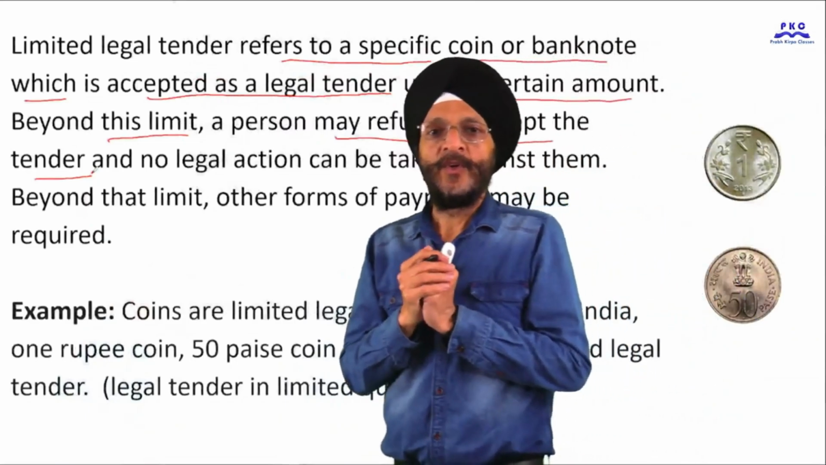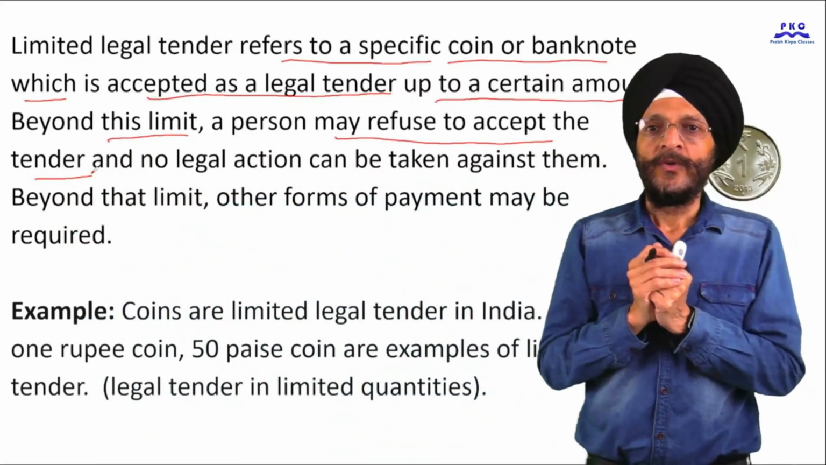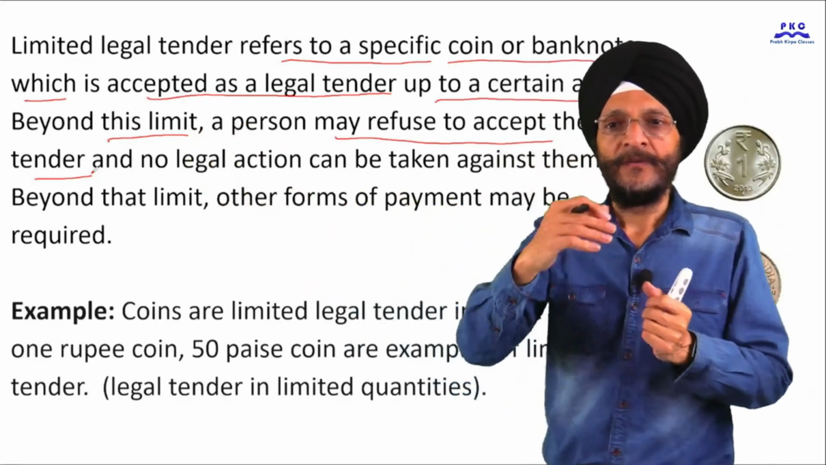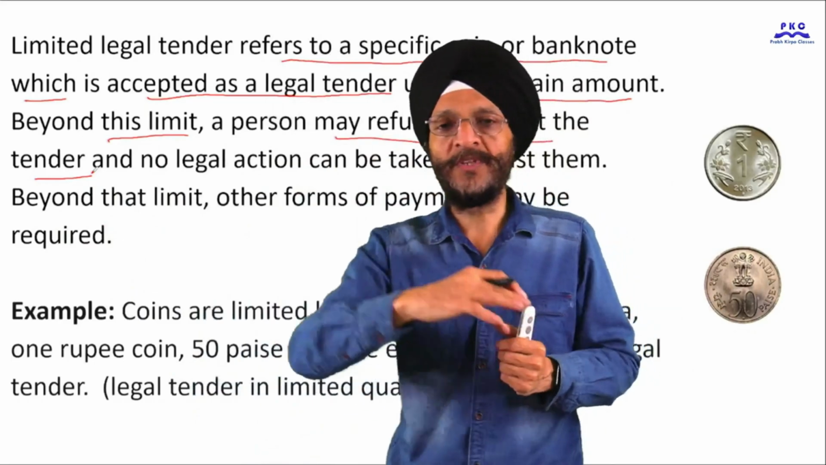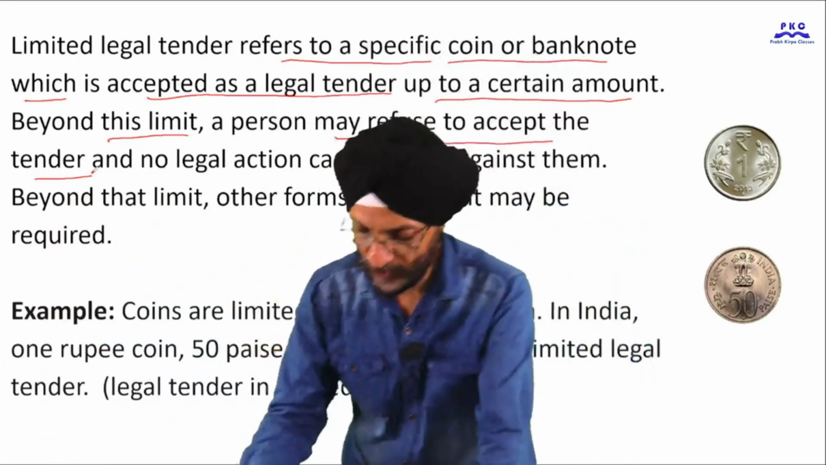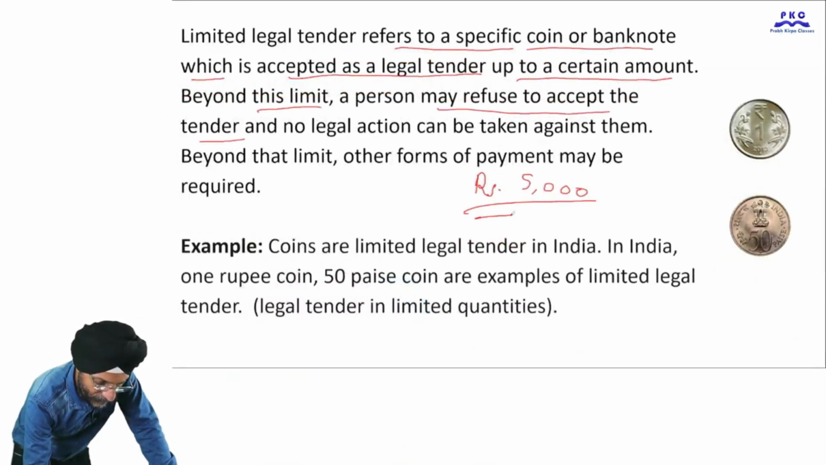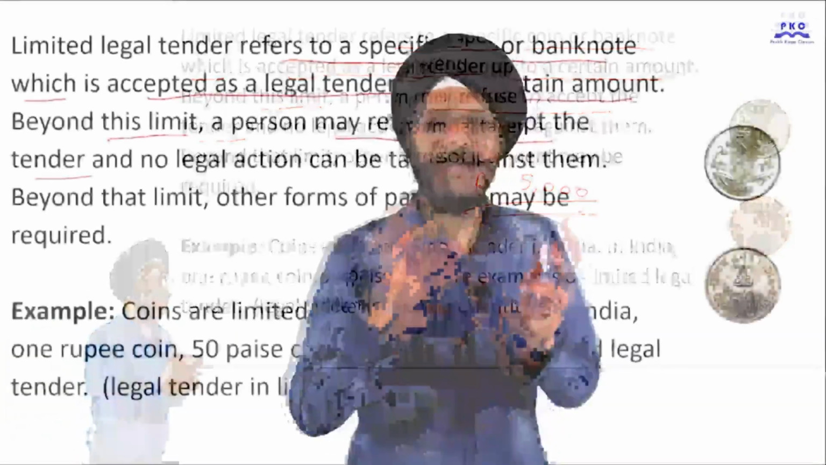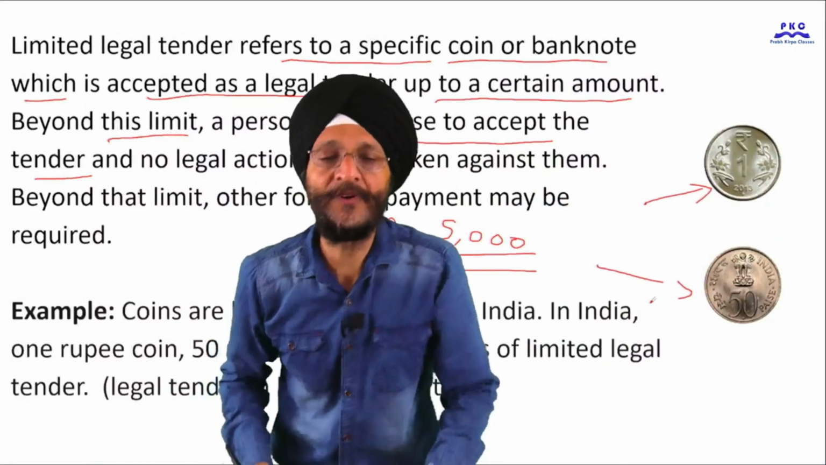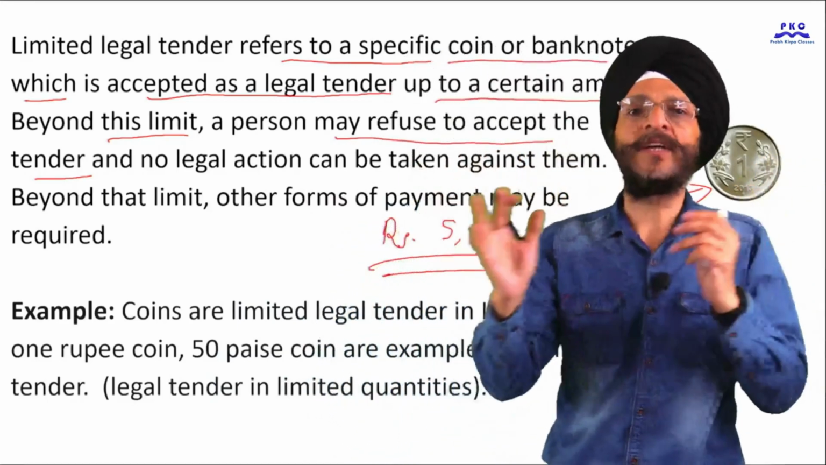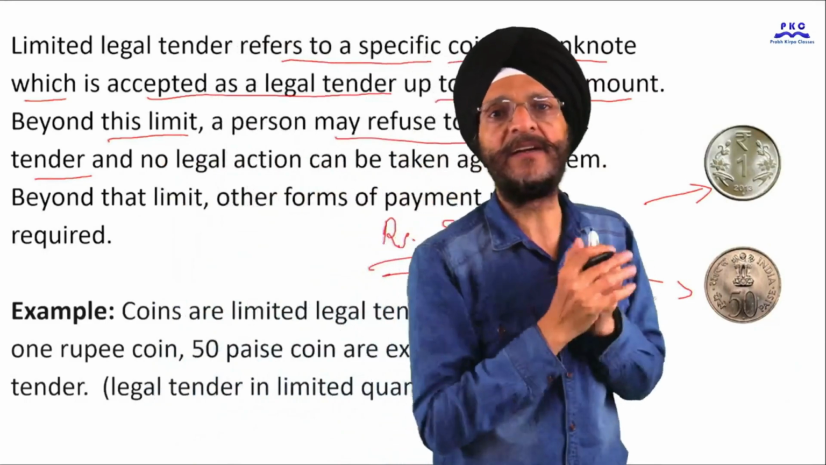Suppose you have to arrange a birthday party. You go to McDonald's where you ask for burgers and Coca-Cola to be served to all your friends, and suppose the bill comes to rupees 5,000. Will McDonald's accept all the payment in coins of, say, rupees 1 or 50 paisa denomination? No, they will not accept all the payment in coins, because these are limited legal tenders.